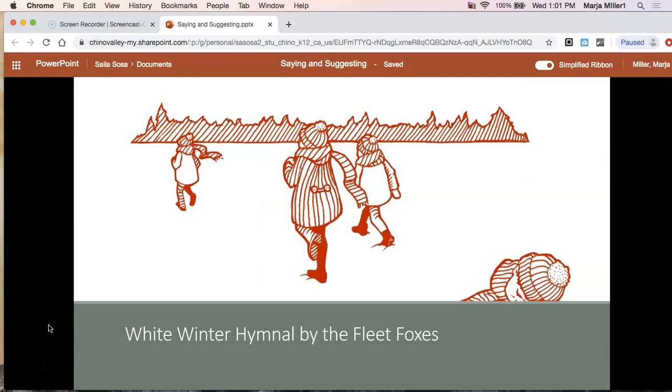So to talk about this, we're going to talk about the song White Winter Hymnal by the Fleet Foxes, because it has a darker meaning in the lyrics, but the song itself has a very peaceful atmosphere, a peaceful tone, especially if there's music behind it.